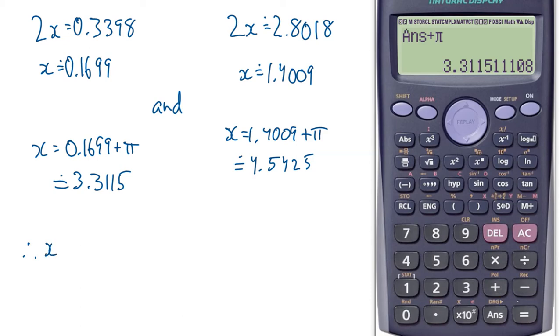Therefore, x equals 0.1699, 1.4009, 3.3115, and 4.5425.